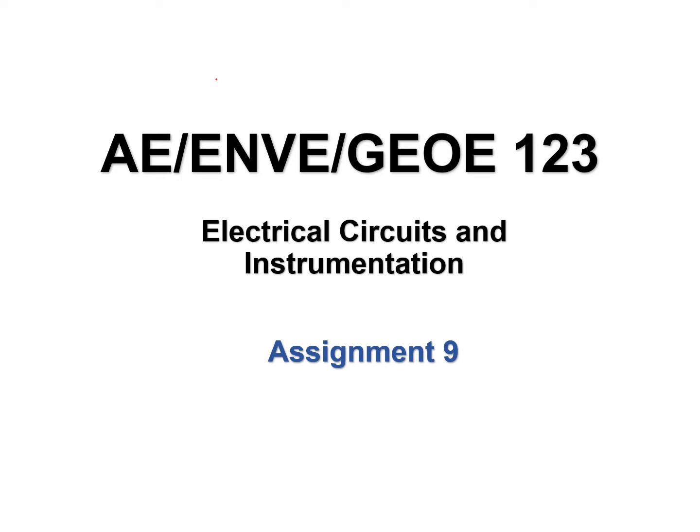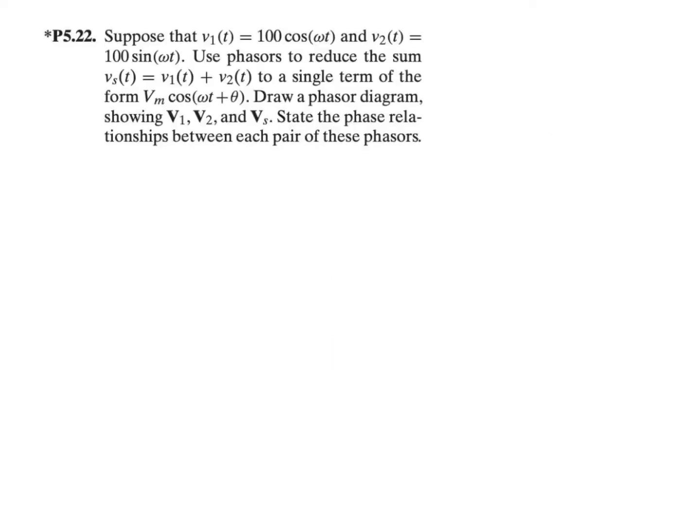This is assignment 9. In assignment 9, we are going to practice circuit analysis in phasor domain. Question P 5.22. Suppose that V1 is equal to 100 cosine omega t and V2 is equal to 100 sine omega t. Use phasors to simplify the sum of them to a single term in the form of Vm cosine omega t plus theta, and draw a phasor diagram showing V1, V2, and Vs. And we are also asked to state the phasor relationships between each pair of these phasors.